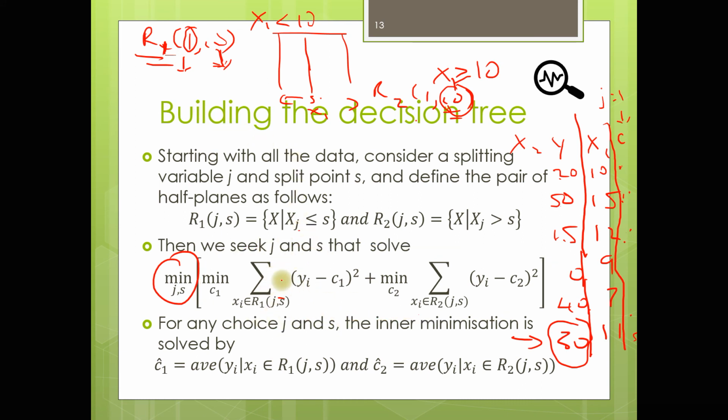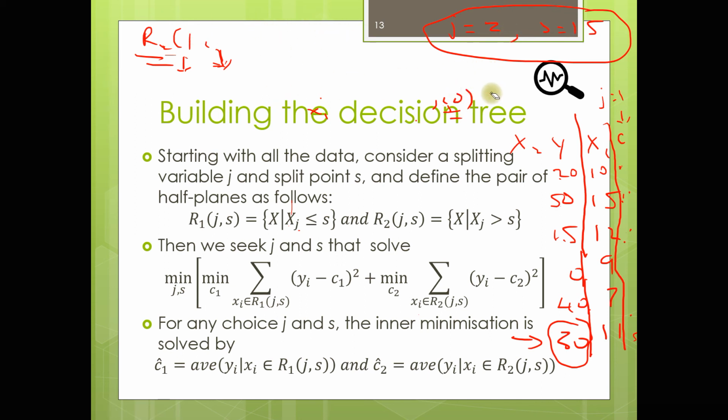And what are you going to do? You are going to add what you got here, these two sums of squares, for the different combinations of j and s. And when you have added the sum of squares for the different combinations of j and s, you will need to look which one is the minimum. Was it for j is equal to 2, for example, and s is equal to 15? If it was for j is equal to 2 and s is equal to 15, that would mean this was a minimum, because remember that you have different combinations.